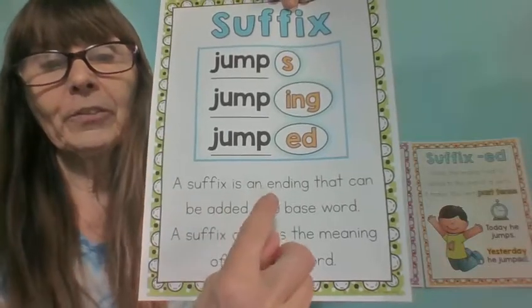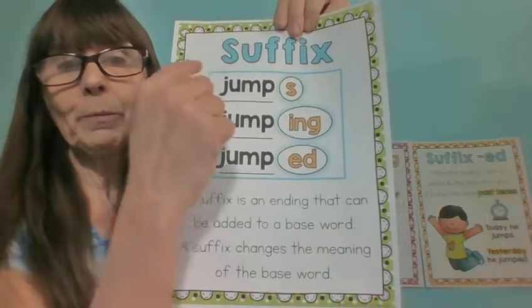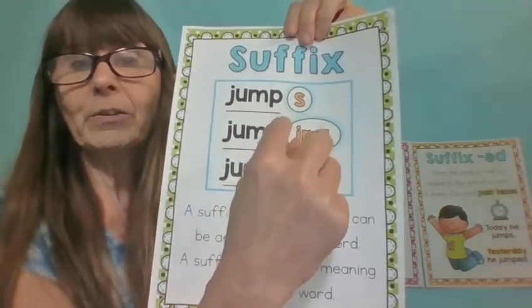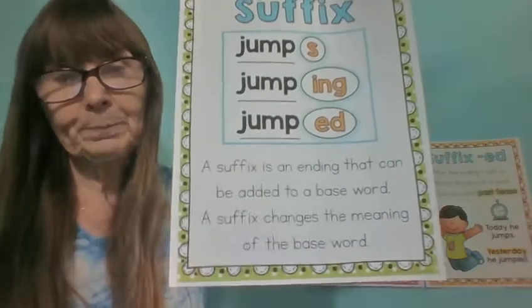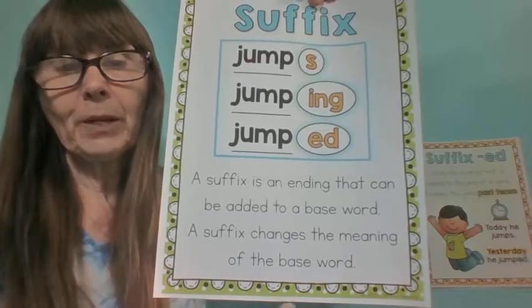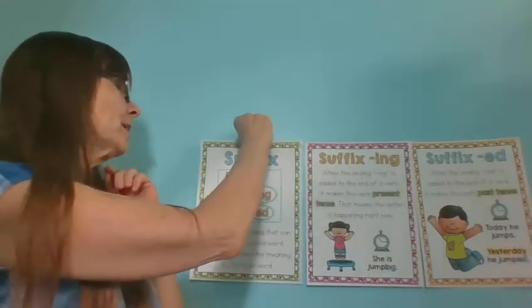So it says a suffix is an ending that can be added to a base word. And remember, we talked about the base word. We scoop it. In this case, they've underlined it and circled the suffix. A suffix changes the meaning of the base word. And I already mentioned that. So we're going to look at this next poster.